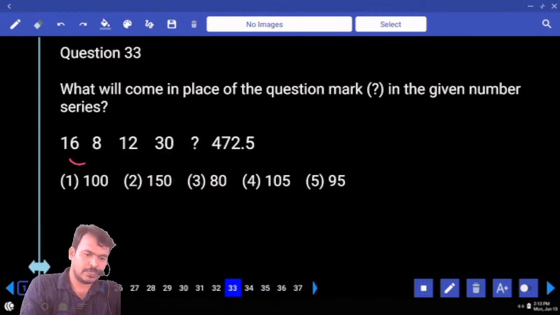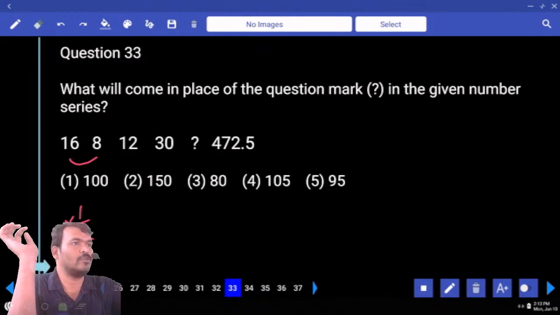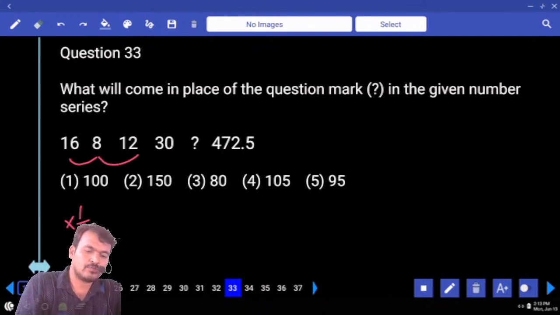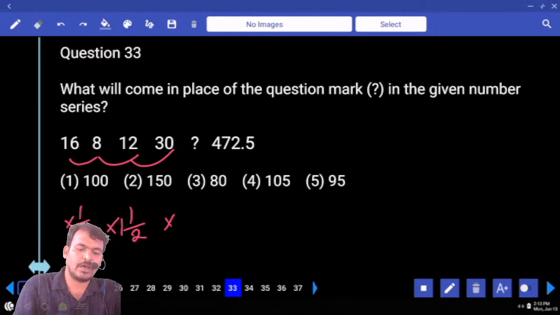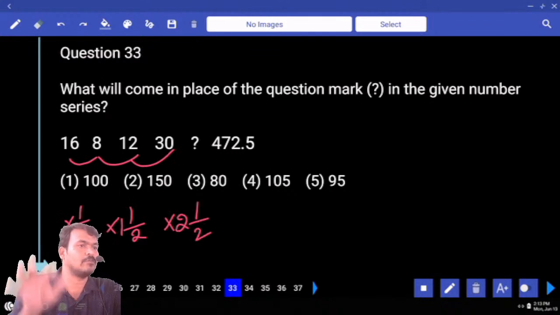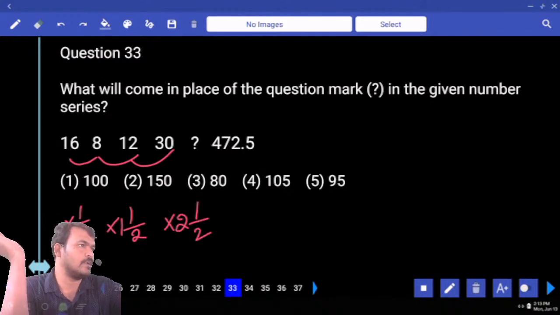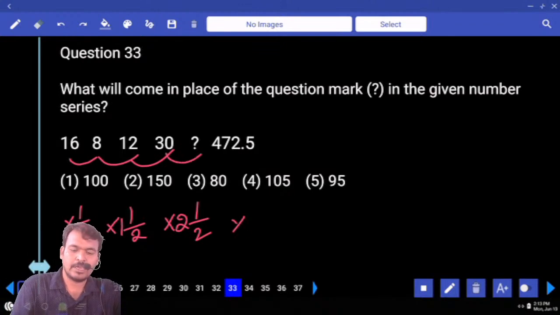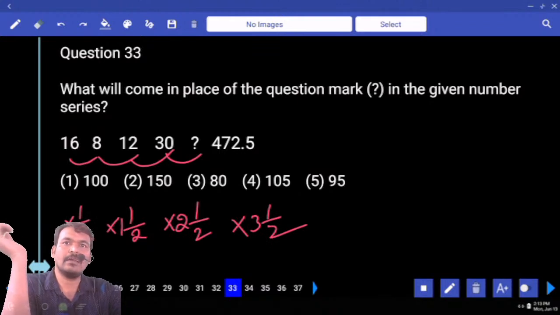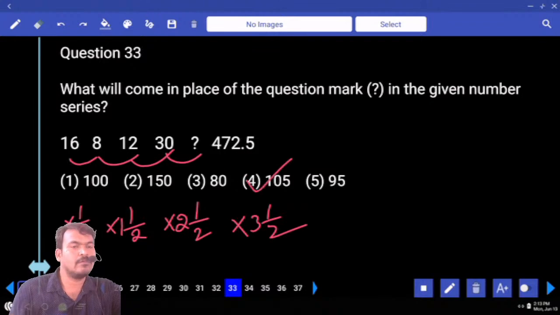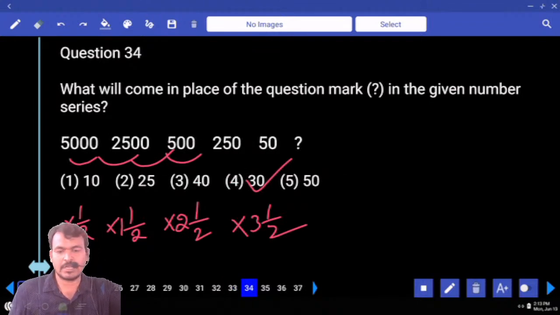Next question, number 33. What is the half of the 16? 8. Means into 1 by 2 or not? 16 into 1 by 2? 8. 8 to 12 means it is 1.5 times or not? 8 into 1.5. Next, 12 to 30 means it is almost 2.5 times or not? Into half, into 1.5, into 2.5. Obviously next one into 3.5 or not? 30 times 3.5, half of the 30, 15. Total it is 105.